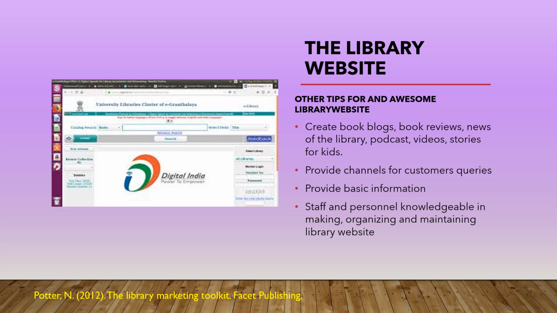And the fourth is staff and personnel knowledgeable in making, organizing, and maintaining library websites. So, as we all know, the library website needs actual staff that can build new tools and services and pages in the library website. So, that's very crucial in a library.